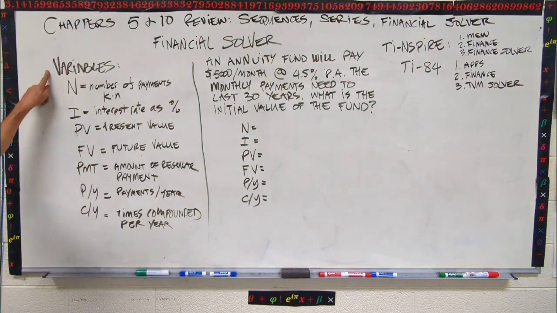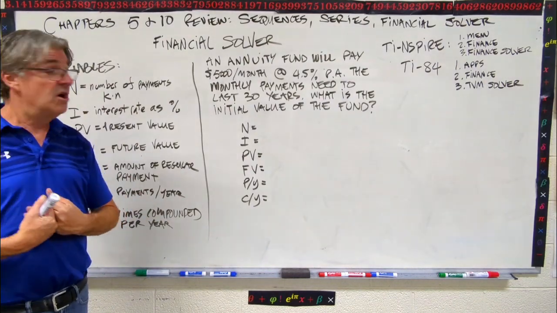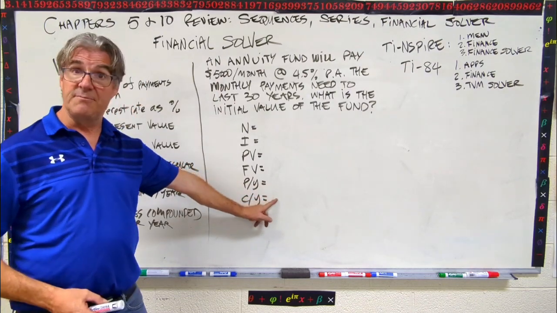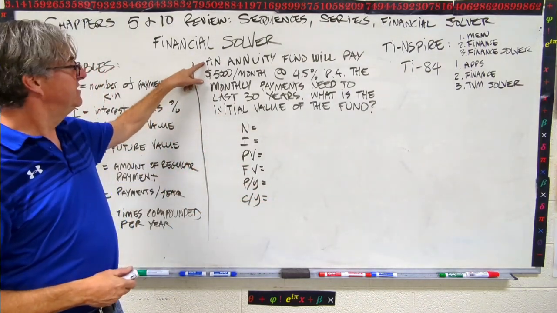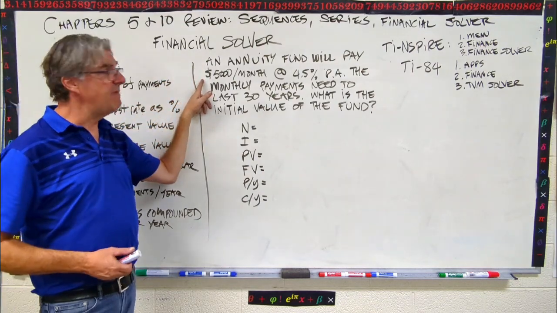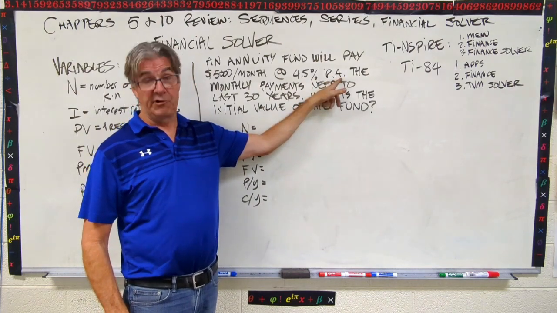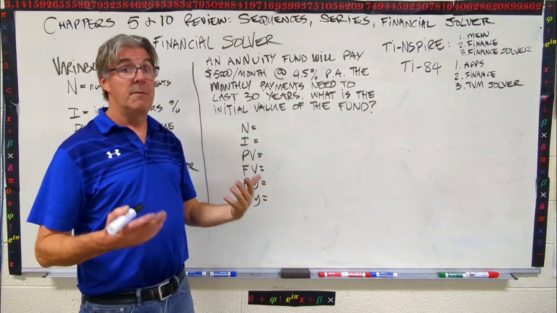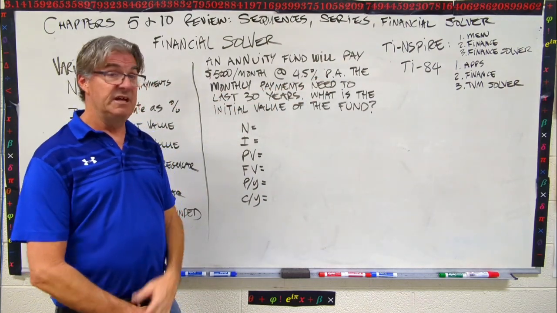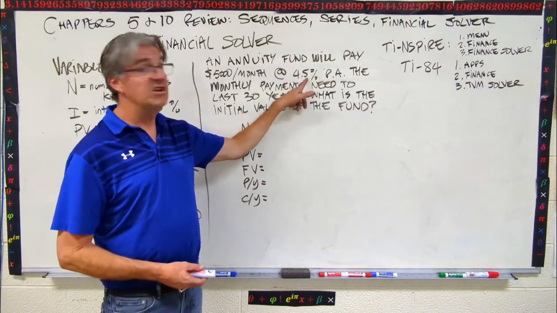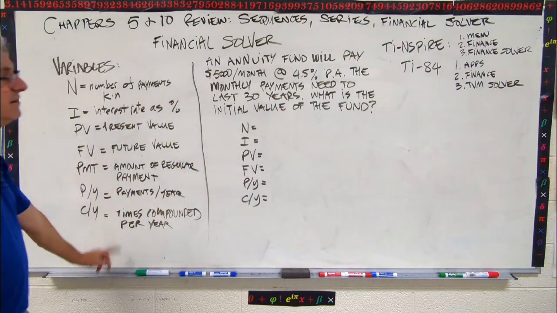Here are our variables. Before you do these problems, you have to have a firm grasp on what the variables are. Otherwise, you're not going to put the right values in the right places. So here's our problem. An annuity will pay $5,000 a month at 4.5% PA, which stands for per annum, which itself stands for per year. So that's telling us that this is yearly compounding. It's not a monthly interest rate. This is the yearly interest rate.